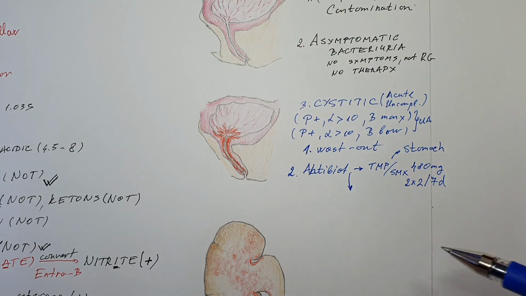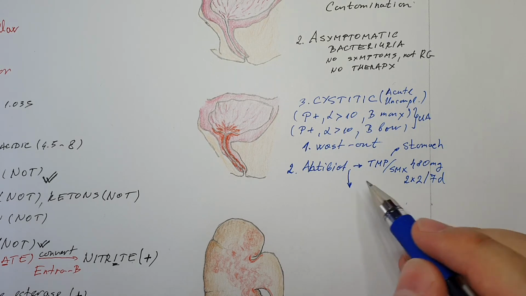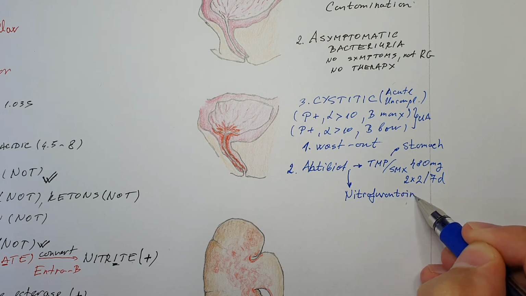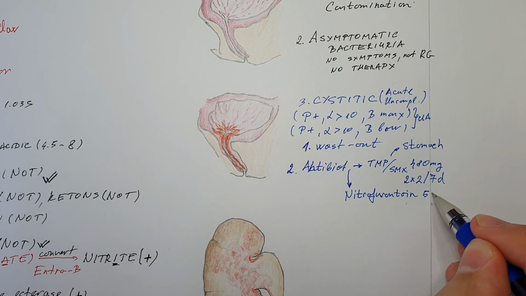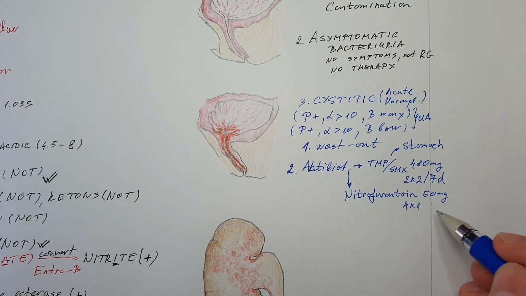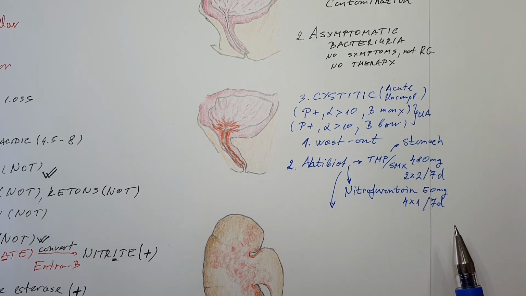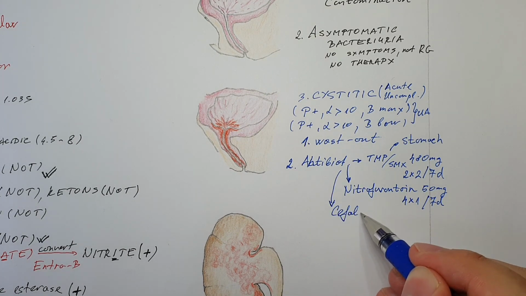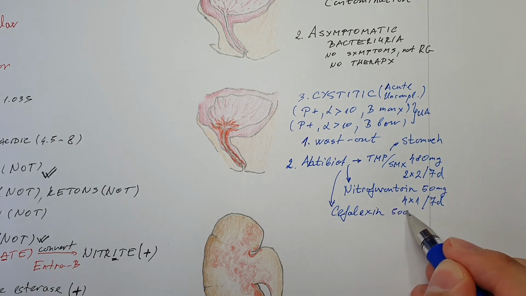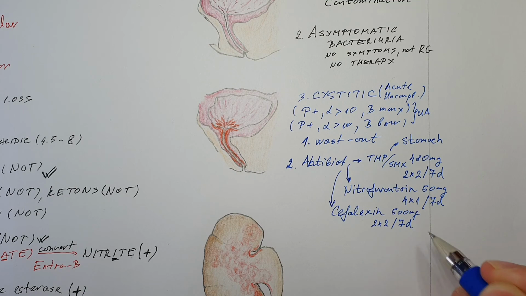Then another possibility, there are many effective therapies today. Another possibility is nitrofurantoin. This medicine is given 50 milligrams, 1 tablet 4 times a day, for 7 days. Then, of course, we have cephalexin, also very commonly given. 500 milligrams are given, 2 tablets every 12 hours for 7 days.